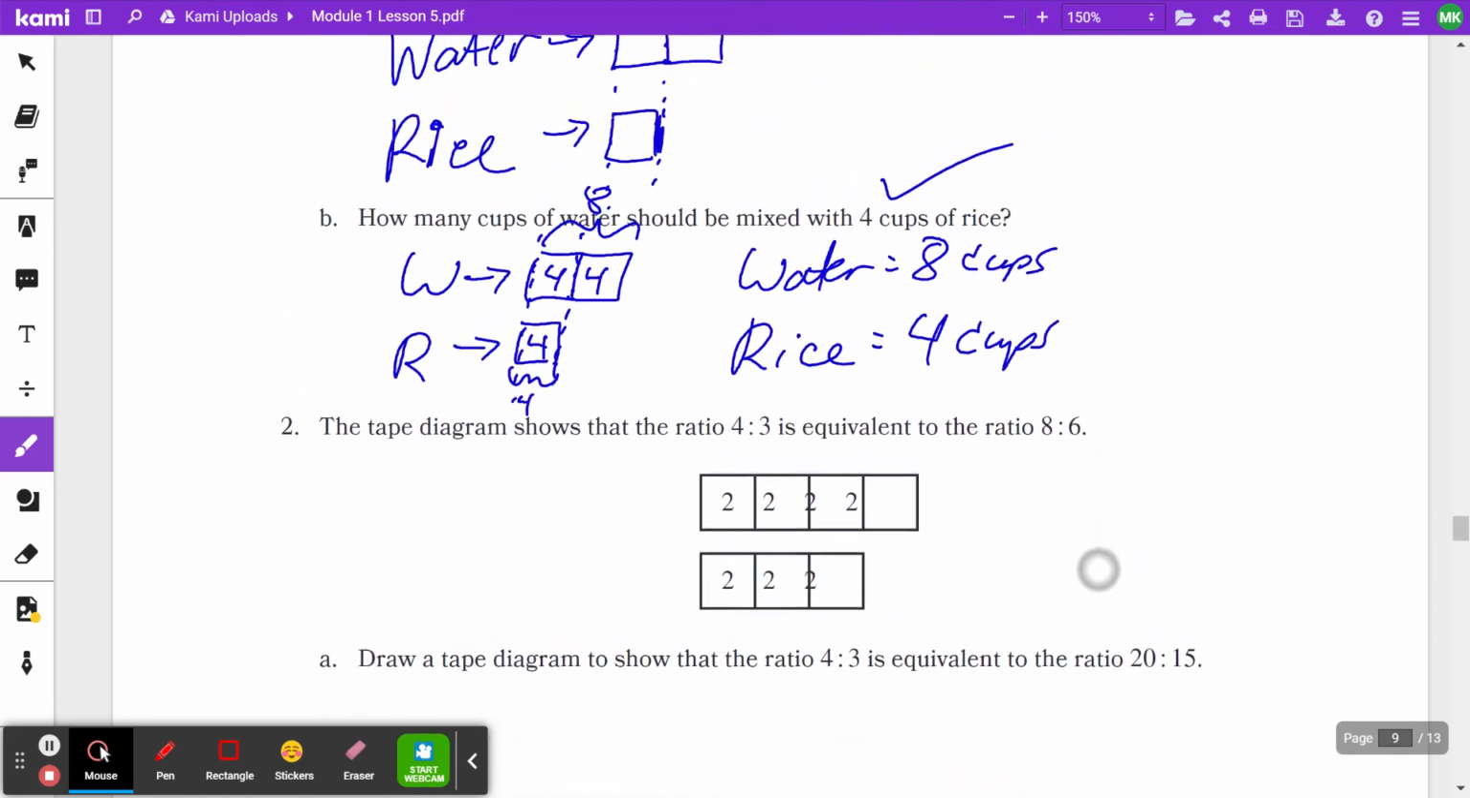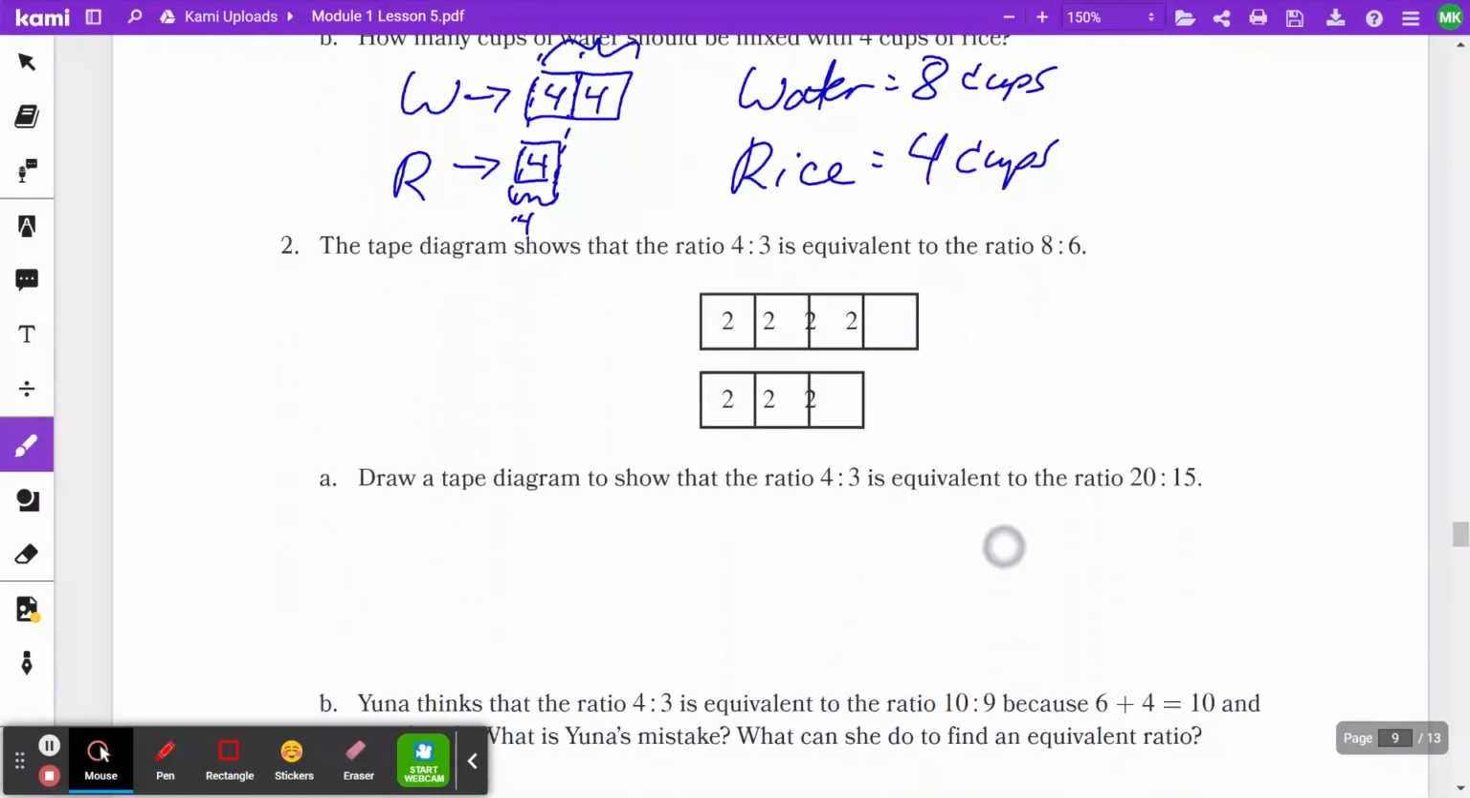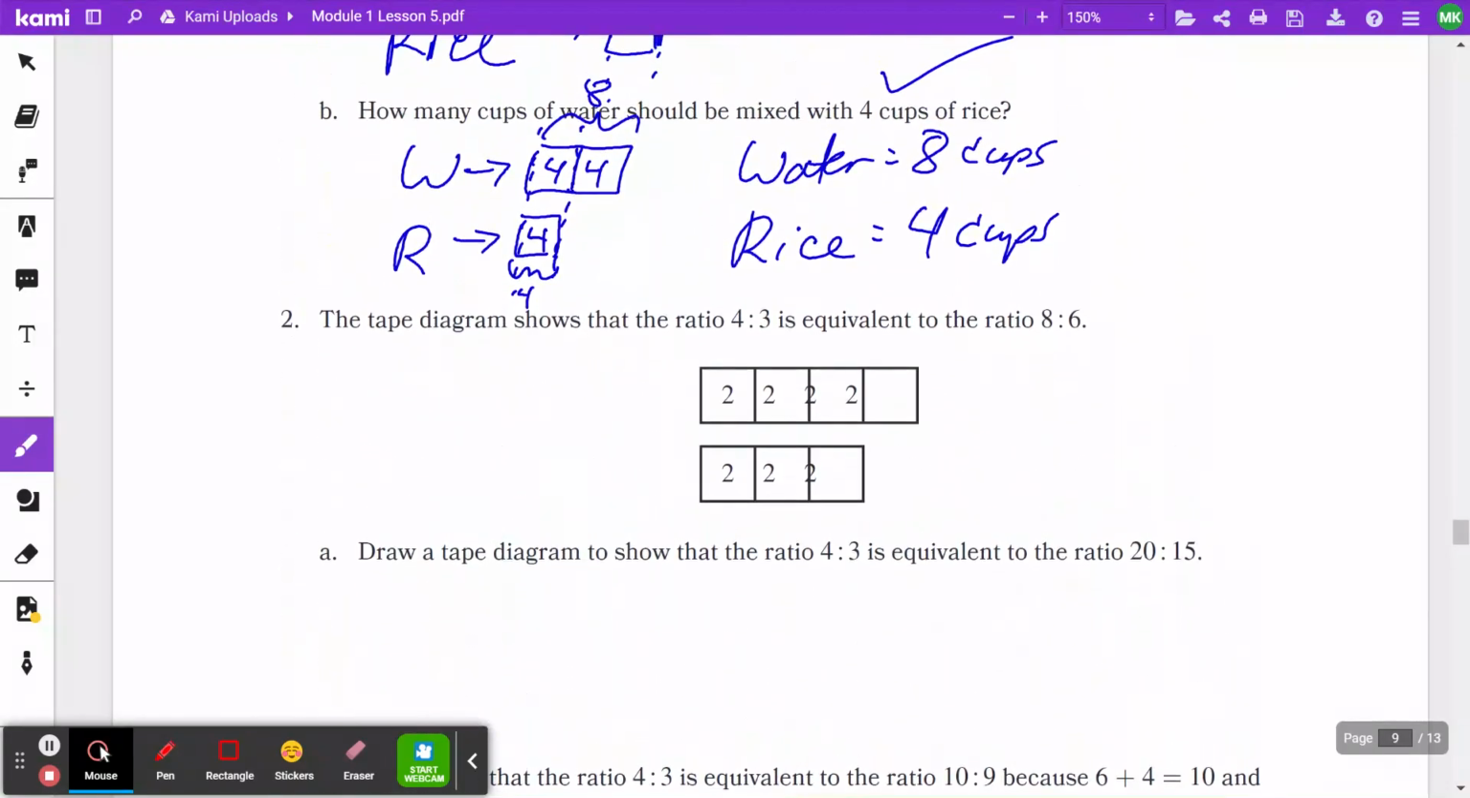Let's see what else we have here. Should we do another one or are we okay? Let's see. Those 2's look like they're out of whack here a little bit. The tape diagram shows the ratio of 4 to 3 is equivalent to an 8 to 6. Hmm. Yeah, well, you know what? I'll just do a piece of this. Sure, that does make sense, right? Because look at this. 2, 4, 6, 8 down there, 6 down there, and the initial ratio had 4 boxes and the other one had 3. So, yeah, this is looking pretty good.